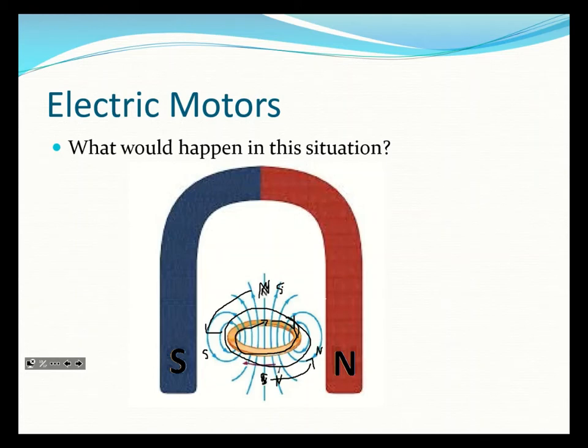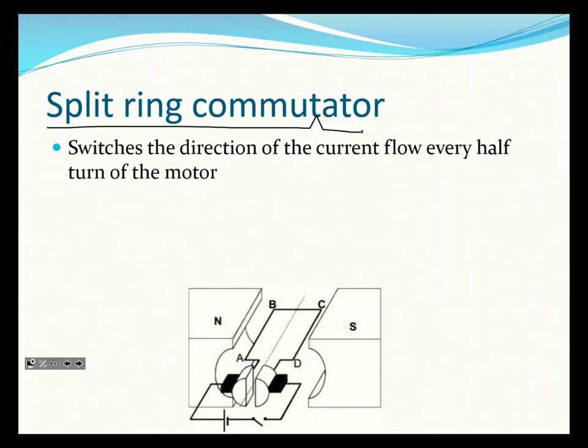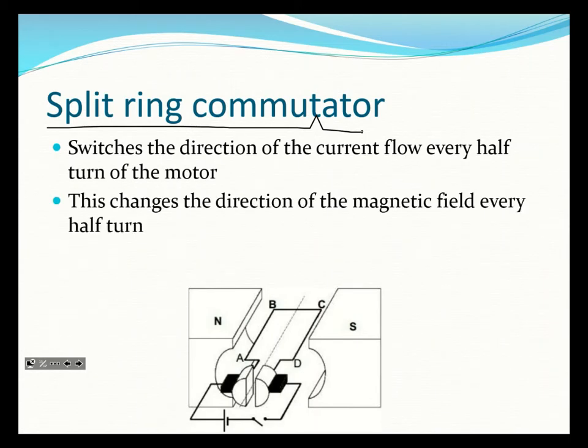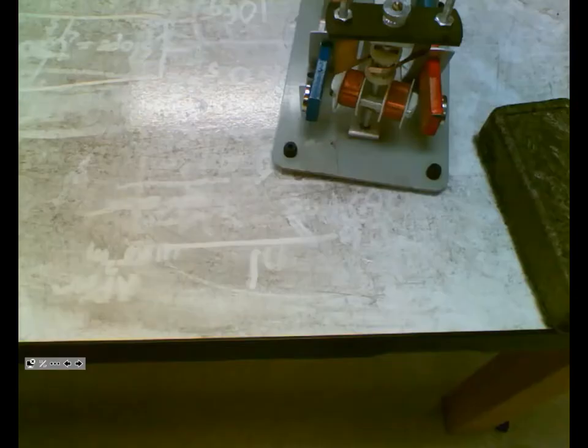So what we need to do is we need to switch the direction of the current every half turn. And the way that we do that is through a split ring commutator. So a split ring commutator switches the direction of flow every half turn in the motor. So this changes the direction of the magnetic field every half turn, and this is what we use in DC, which stands for direct current motors.